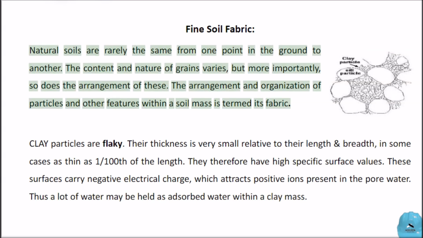Natural soils are rarely the same from one point in the ground to another. The content and nature of grains varies, but more importantly, so does the arrangement of these. The arrangement and organization of particles and other features within a soil mass is termed its fabric.